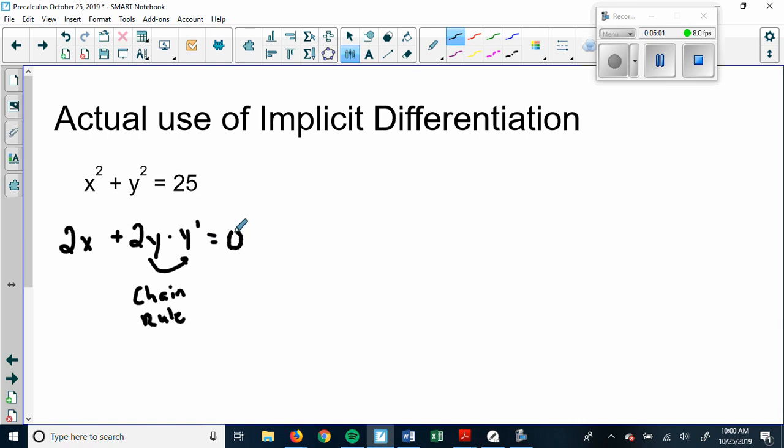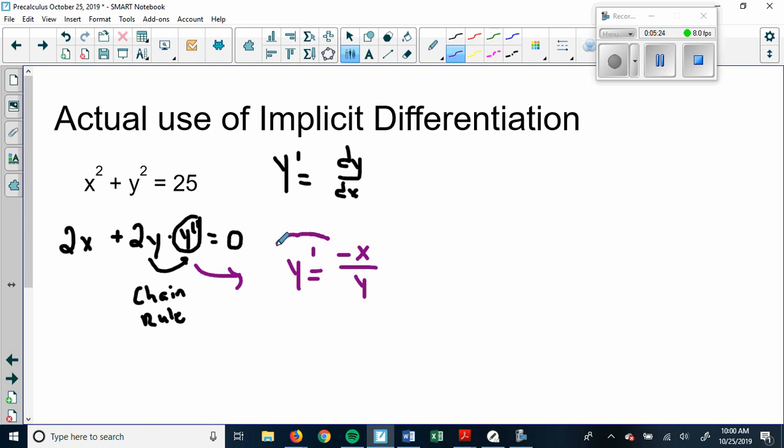and that equals 0. And now our goal is to solve for y prime. That's our dy dx. Okay, so keep that in mind. Y prime equals dy dx. All right, and so then when we solve this, we get y prime equals negative x over y. And guys, that's how we're going to leave it. We're not going to figure out what y is. We're just going to leave it like that.